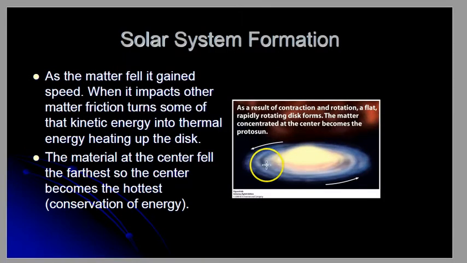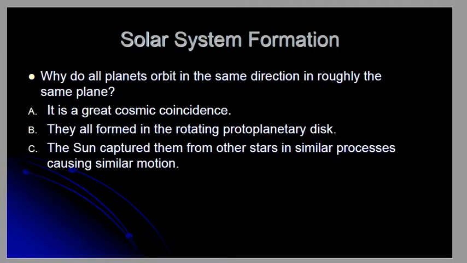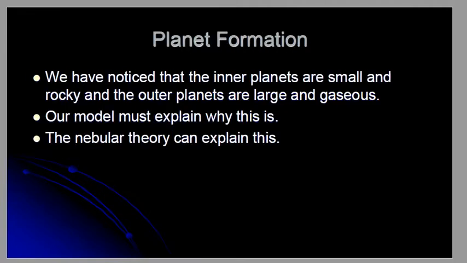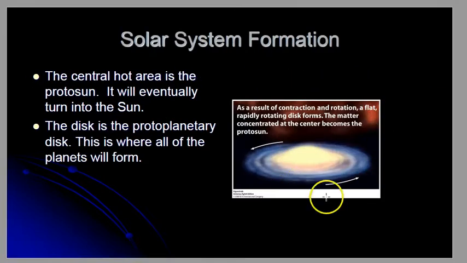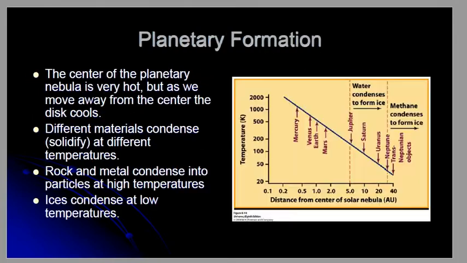So this is where the planets are coming from, right? Here's the sun forming in the middle. The planets are coming from this disk, right? So, things we have to be able to explain. The inner planets are small and rocky. The outer planets are large and gaseous. We've got to be able to explain that. Right? And nebular theory, this theory that we have right now, that the nebula collapsed down into this spinning, rotating disk, does explain that.